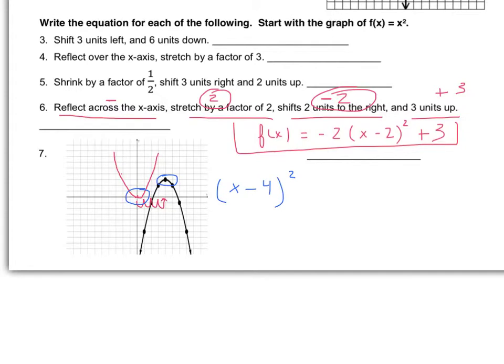Then it went 3 steps up, so it's going to be plus 3. There's no stretch or compress. They look exactly the same, the exact same width. So it didn't go thinner or wider. So this is going to be my function then.